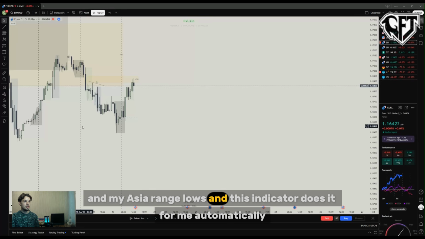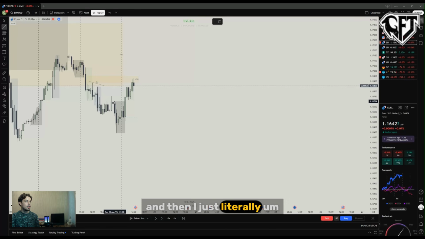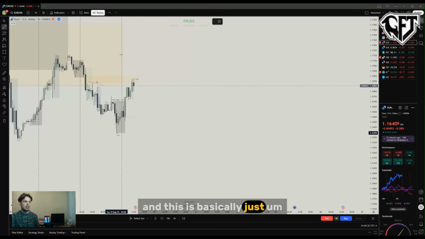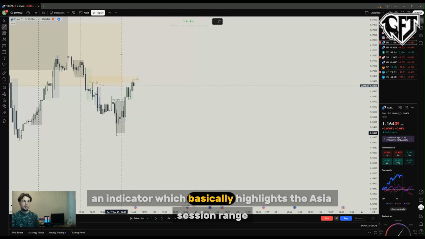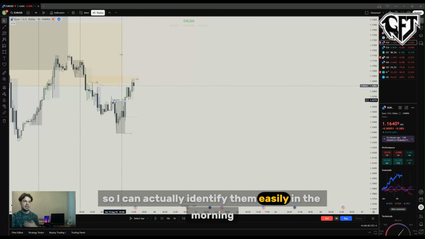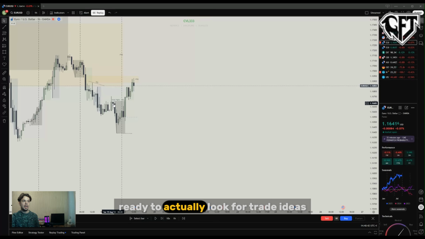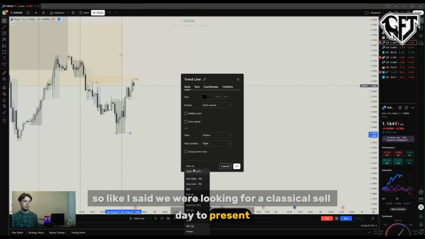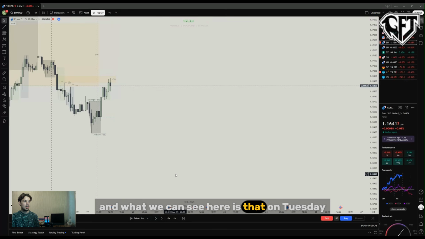and this indicator does it for me automatically, and then I just literally mark it myself, because as you can see, we have this gray highlight over price, and this is basically an indicator which highlights the Asia session range. So it marks the highs and lows for me, so I can identify them easily in the morning, ready to look for trade ideas. So like I said, we were looking for a classical sell day to present, and what we can see here is that on Tuesday we actually saw Asia range highs swept first.